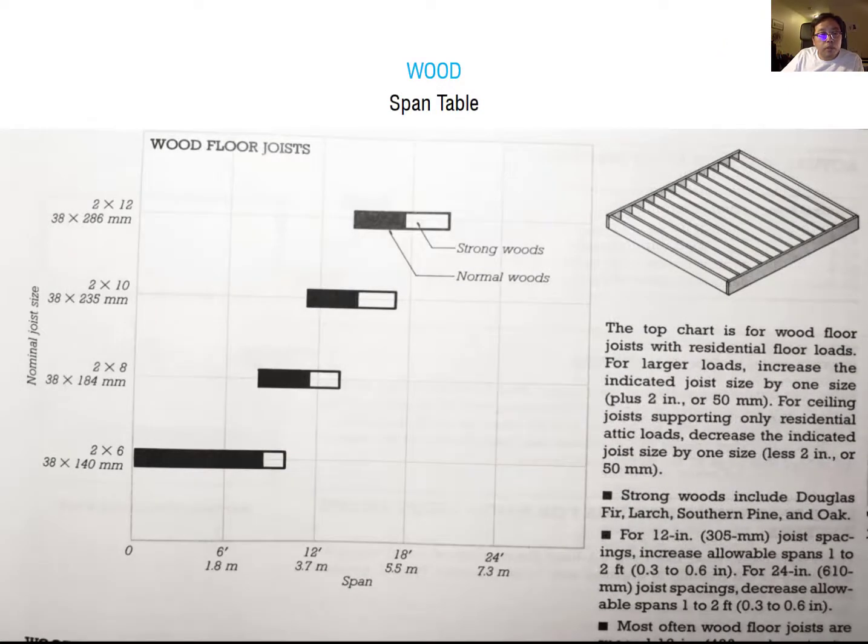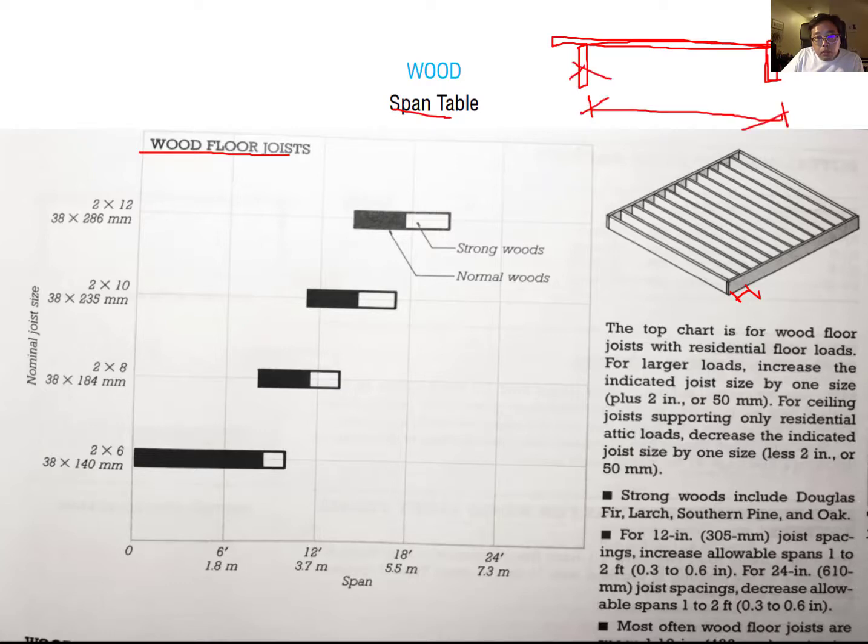So next we talk about the span. What is the span? The span is the distance between one structural member and another. In this case, this is a wood floor joist, so the span is from here to here. So this is the structural slab, and then it is your structural beam, and this is another structural beam. Span means from here to here. It is the distance between the two structural members. It is called the span.